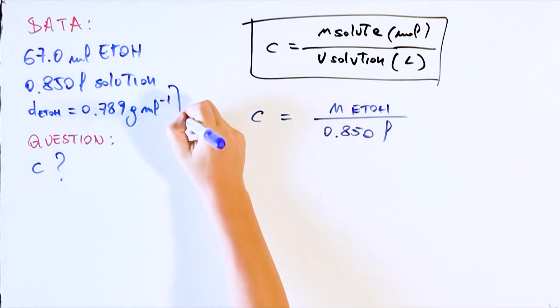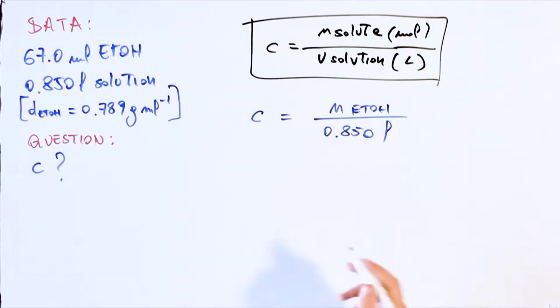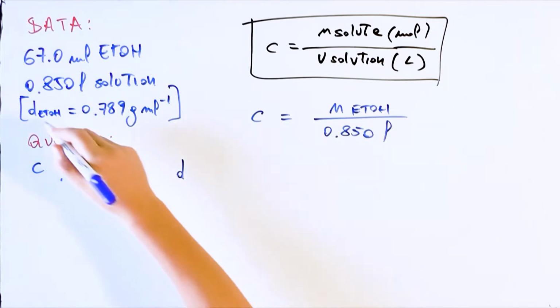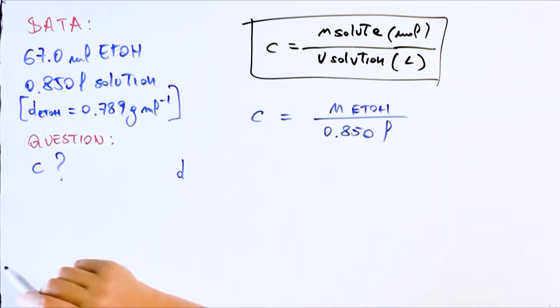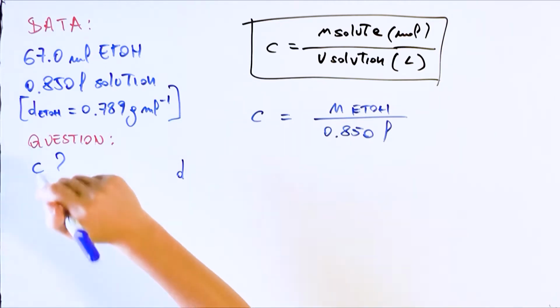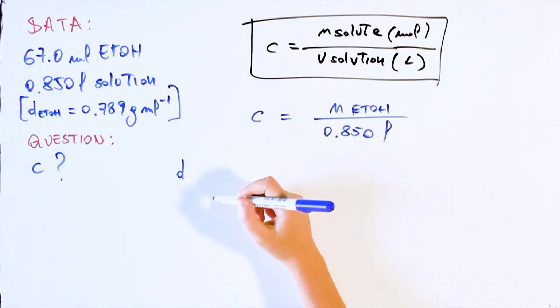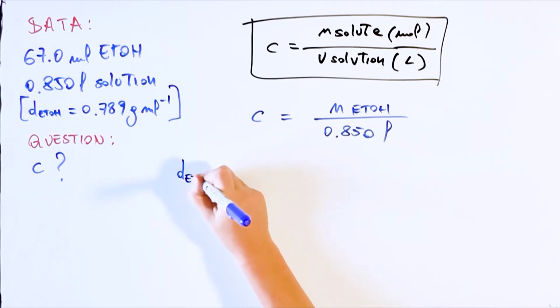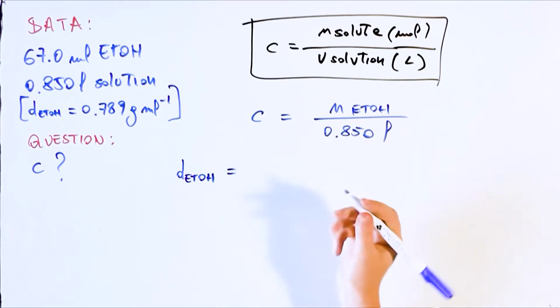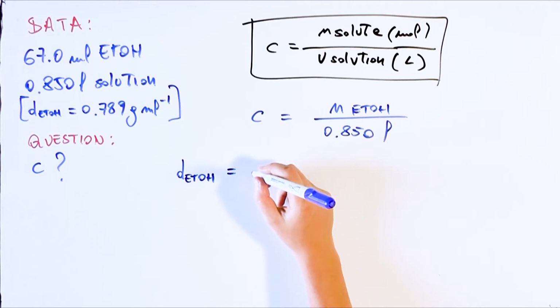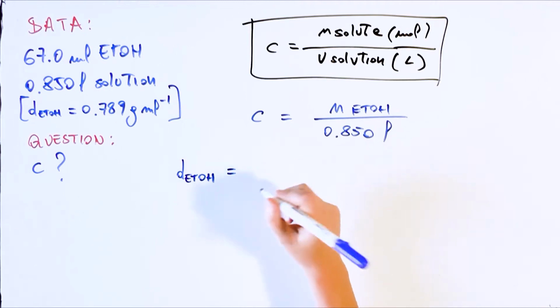But as you can see here, we have density. And what is density? Density of pure ethanol, okay? So it's giving us the density of pure ethanol, not the density of solution. Density of solution won't be useful in this case. So we are lucky, the problem is giving us the right data, as usual. Problems all the time give us the right data, okay?